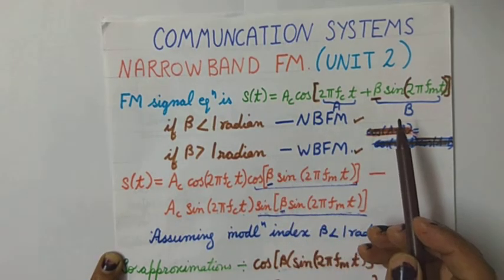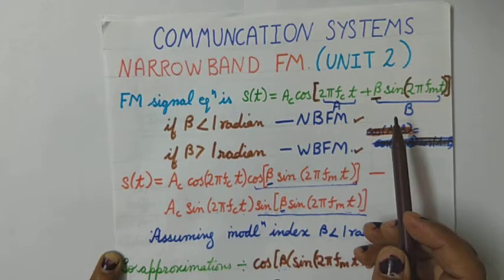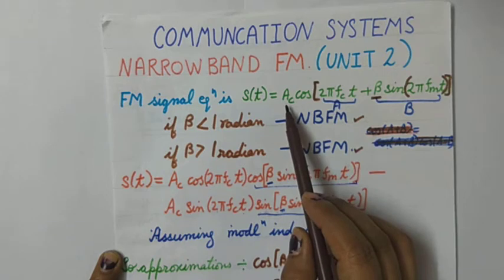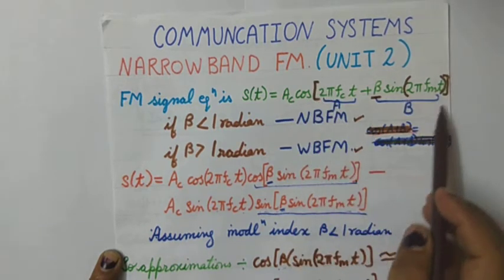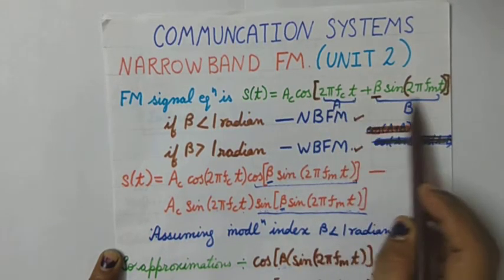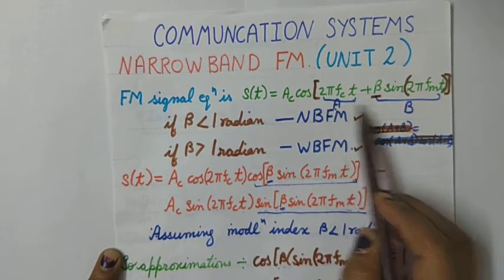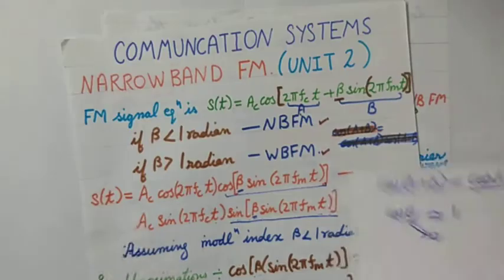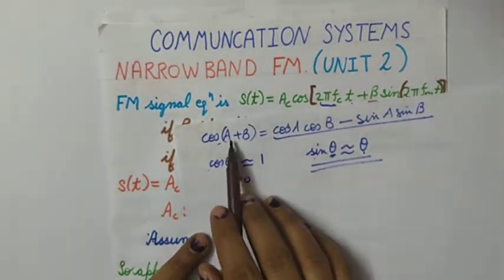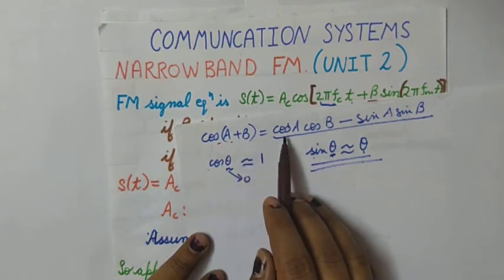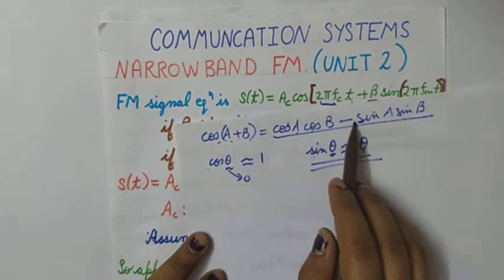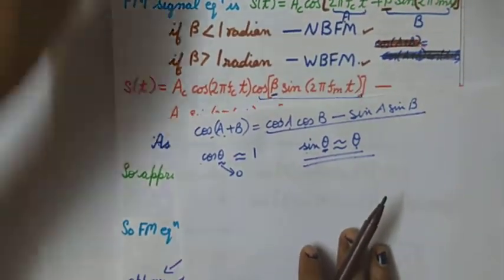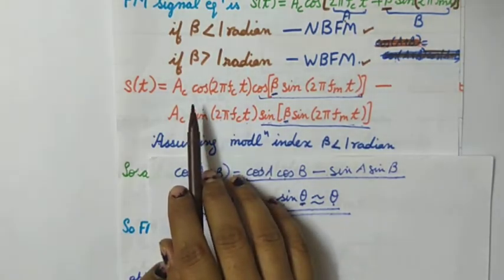So to obtain NBFM, we are just going to use the trigonometric formula of expanding a cos term. Here we have Ac cos, and within the bracket we have two terms. We name them A and B. We are going to use the trigonometric formula cos(A plus B), and we know that it is cos A into cos B minus sin A into sin B. So we are going to use it here, and we obtain this equation.